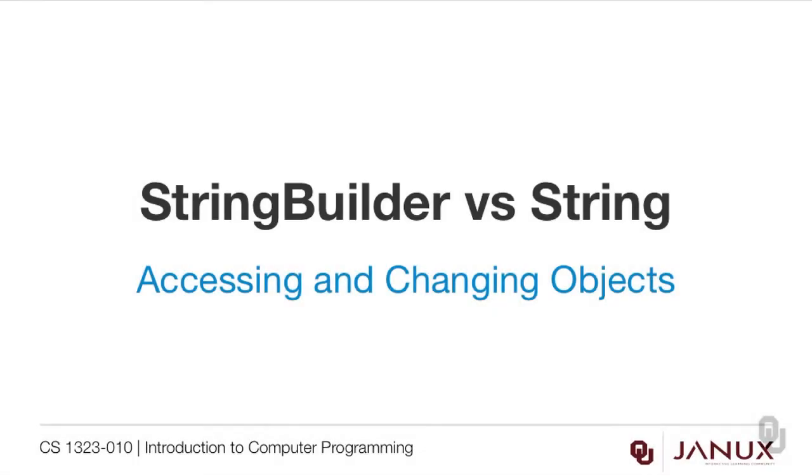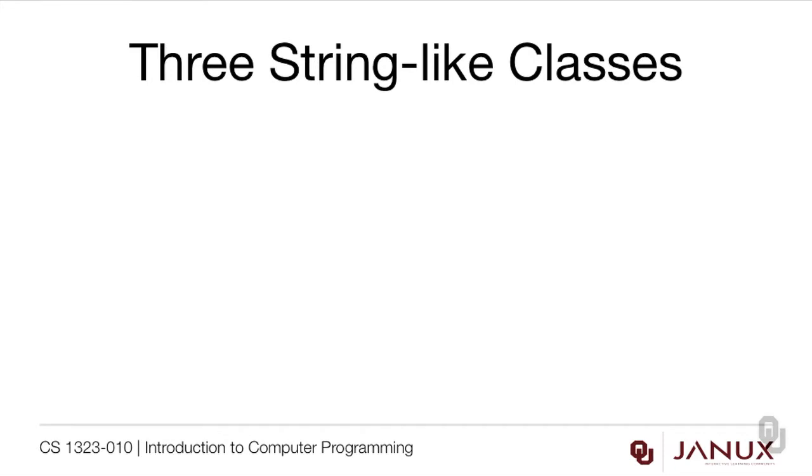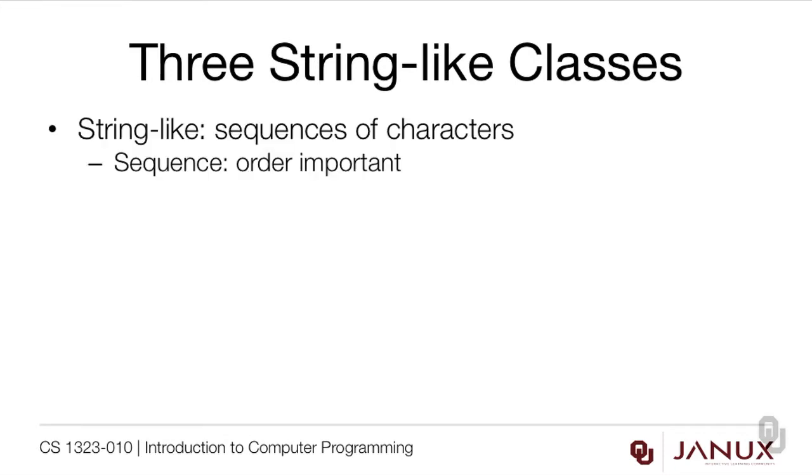Let's talk about differences between string builders and strings. In Java, there are actually three string-like classes. When I say string-like, what I mean is that sequences of characters are stored. Now, when a computer scientist says sequence, what they mean is order is important. So, for example, ABC is different than CBA, and that is certainly true in the case of sequences of characters.